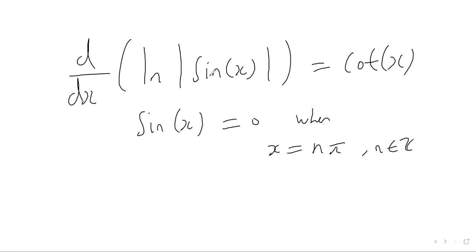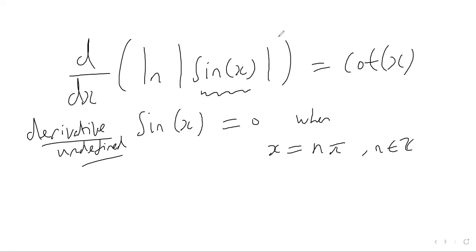And so therefore this derivative is undefined when sine of x is equal to 0. In other words, when x equals a multiple of pi. Otherwise, it doesn't matter what x value you put into the sine function, you'll get a number different from 0, and take the absolute value of that, you get a positive number. Log of a positive number is a real existing value in the real numbers. So we've got to make sure that sine of x does not equal 0 in order for this derivative to exist.